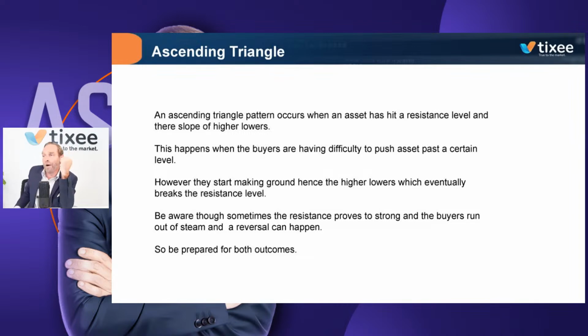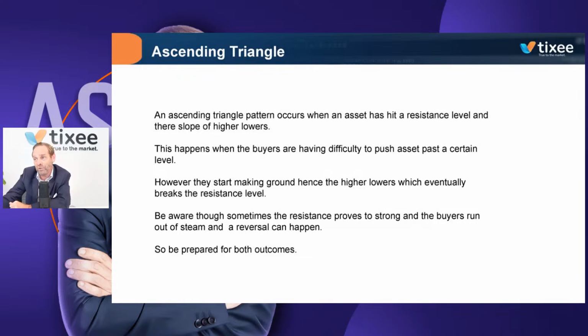This happens when the buyers are having difficulty pushing the asset past a certain level, like it's hit a resistance, for example. However, they start making ground, hence the higher lows, which eventually breaks through that resistance level. But this is always the word of warning I have on this. Be aware that sometimes the resistance proves to be too strong and the buyers run out of steam. So then you see a reversal. So it's often best when you see this pattern to prepare for both potential outcomes.